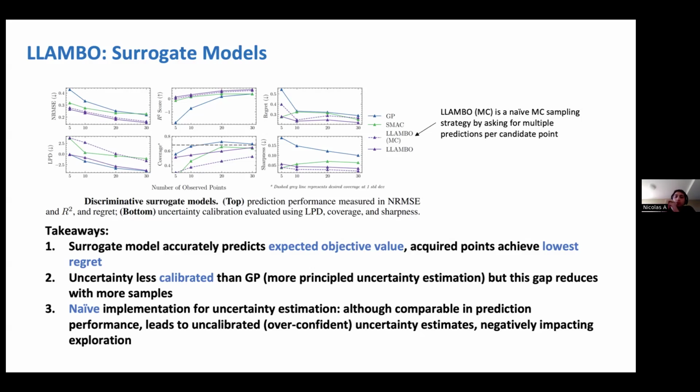Basically, we observe that in general the more complete version of LLAMBO, the one that permutes the contextual information, achieves similar results in root mean square error and regret, but the results with respect to coverage and log predictive density are very different.